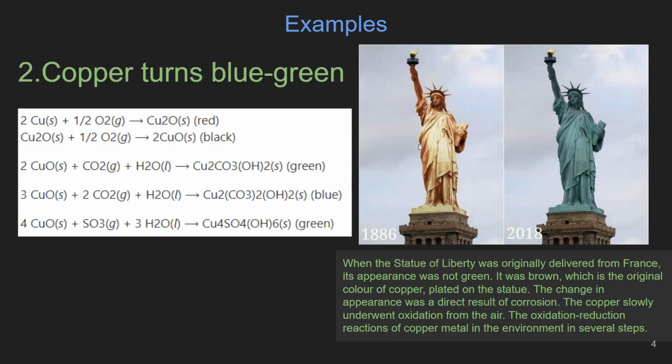On the right hand side, you can see the picture of the Statue of Liberty. The original color of the Statue of Liberty is brown. That means when it was delivered from France, the color was brown, that is copper color. Over a period of time, copper turns into blue-green. That means the Statue of Liberty turns blue-green because of the oxidation or corrosion of copper following these reactions. And you can see the color is now bluish green. In 2018, the color was this bluish green because of the corrosion.